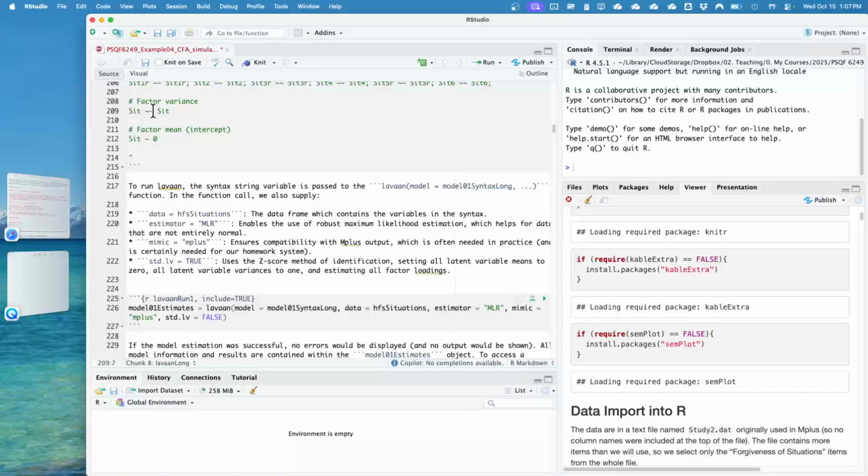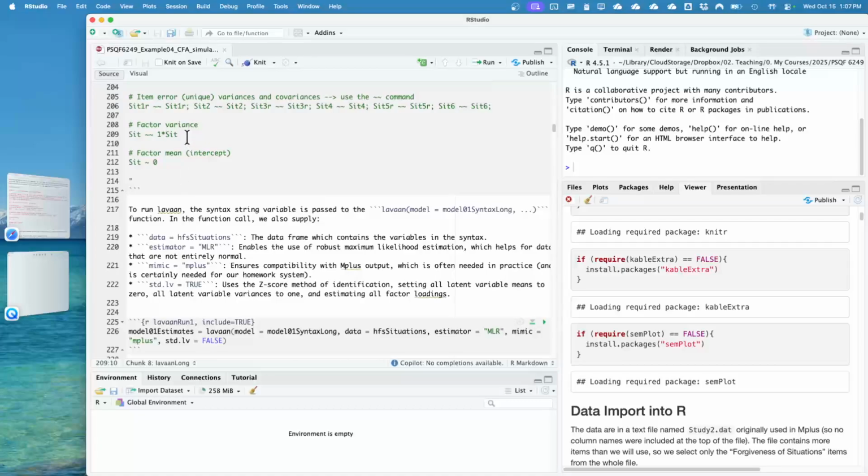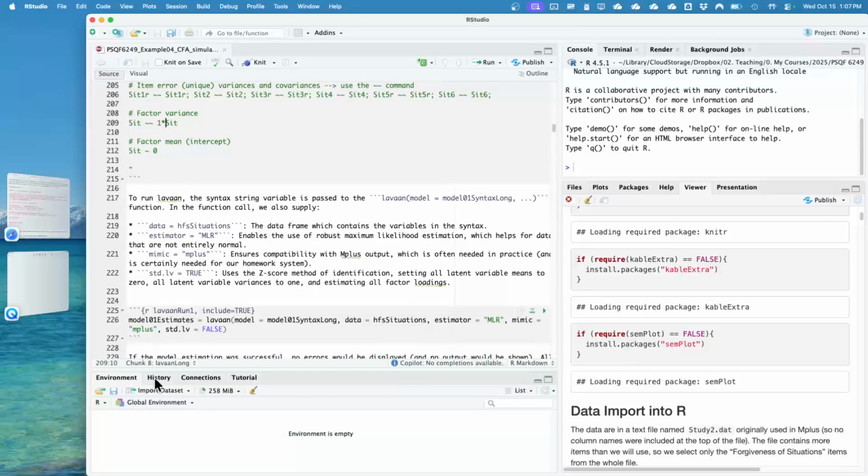Because I have standardized as false, I do need a 1 star there. There we go. So what am I saying here? We are specifying the factor variance. We're setting its value to 1. But again, there is a command in Lavaan where we wouldn't have to do that. It would do it for us.